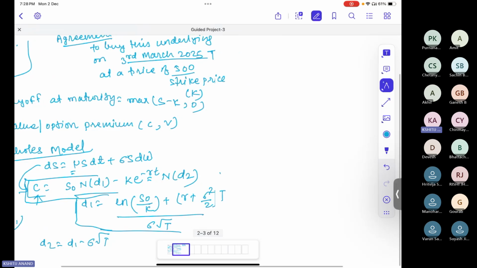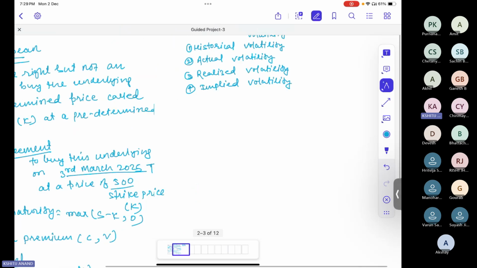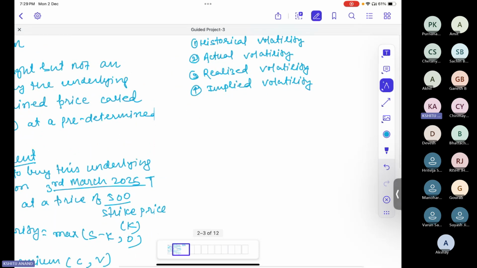Okay. So since mu does not appear in the call option formula or the price of the option, we are not concerned about it, but we are pretty much concerned about the sigma, because if you do not enter a correct sigma, then you won't be getting a correct option price. Now that is the problem. What kind of volatility should we put into the equation? Whether it is historical volatility, actual volatility.